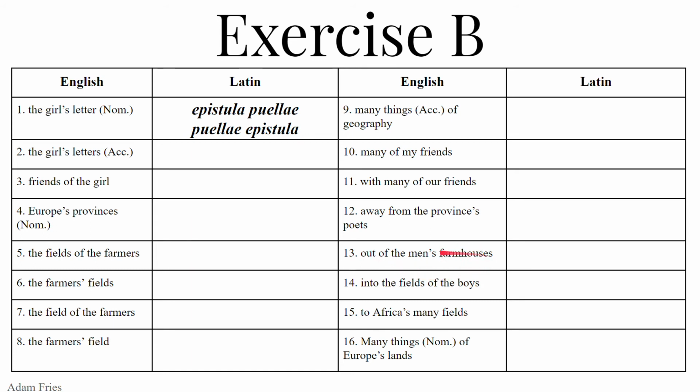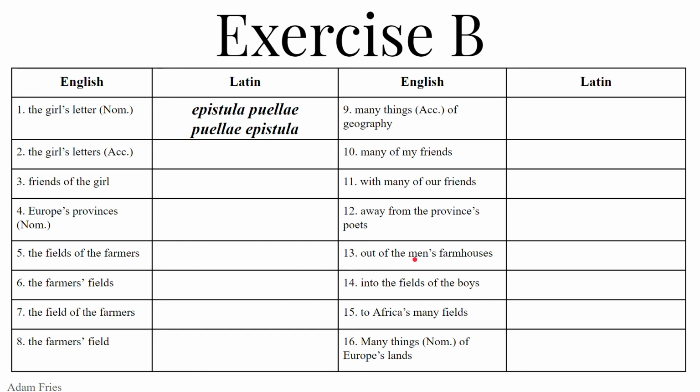The farmhouses belong to the men. They are the farmhouses of the men. So we can say this is going to be plural and genitive, virorum. Virorum villis, or villis virorum.